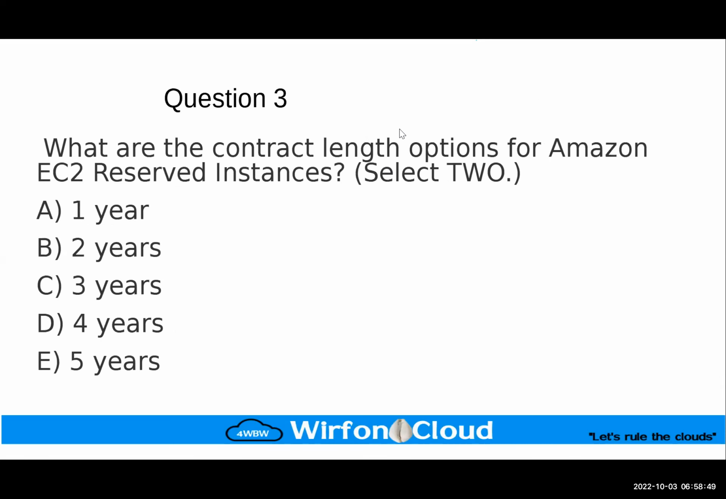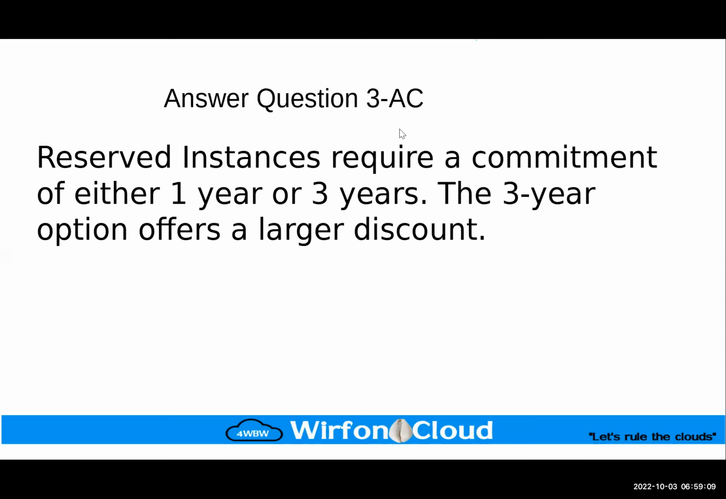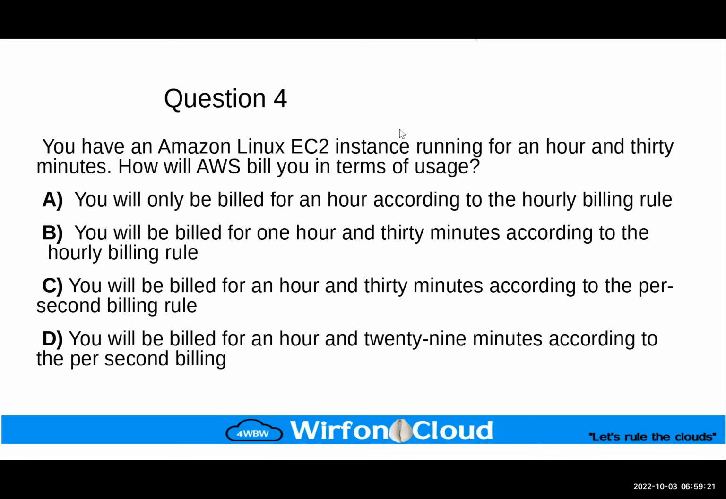So what are the contract length options for Amazon EC2 reserved instances? Select 2. A and C. Okay, I can hear A and C. Yeah, so reserved instances require a commitment of either 1 year or 3 years, and the 3-year offers a larger discount.